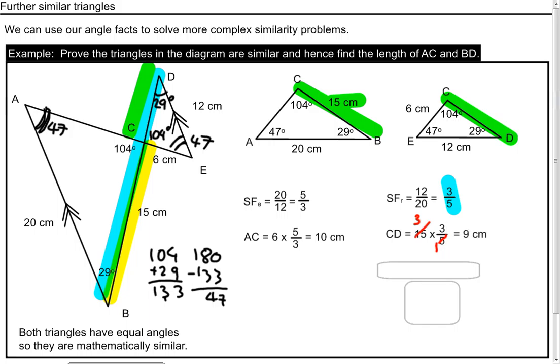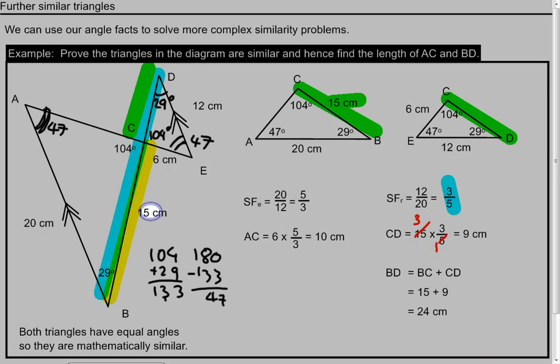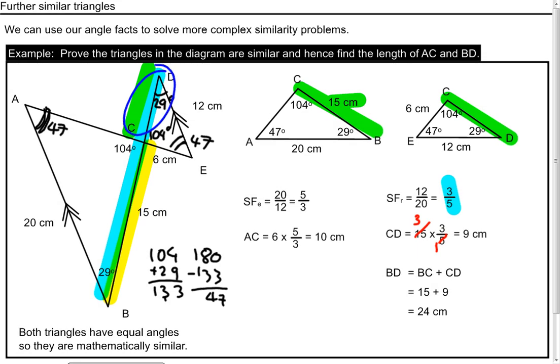We're not done though. Look back at your original diagram. We've been asked to find all of this length here. Okay, so I know BD is BC plus CD. So I just need to remember to answer that. I've needed to add the 15 here to the length of this side here, which is what I figured out.